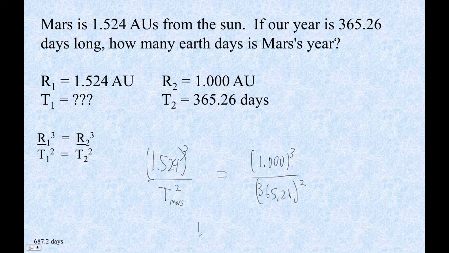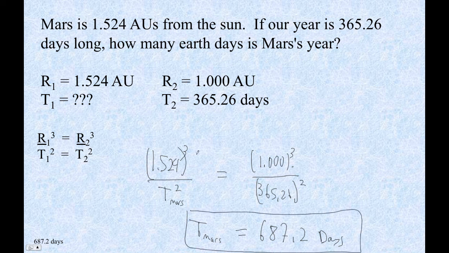And I get that the period of Mars's orbit is 687.2 days, sorry. Notice that here I'm using astronomical units, and that is AUs, so that those units match. Here I used years, and so I'm going to get Mars's period in years.